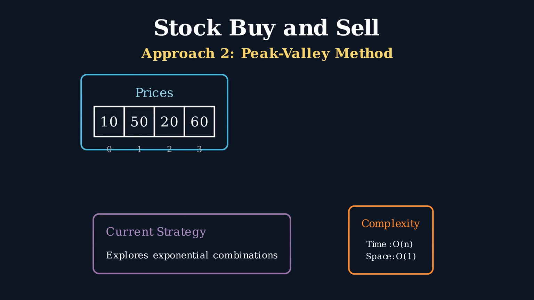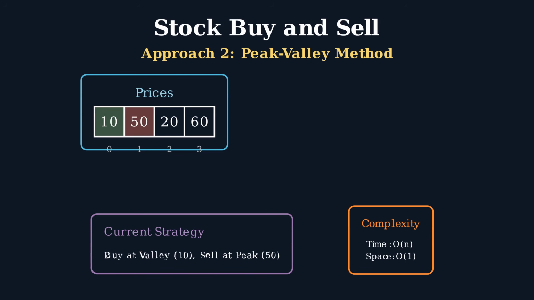For instance, we see a valley at 10 and buy. We hold until the local maximum peak hits 50 and sell. This transaction nets us a clean 40-unit profit. Next, the price drops back down to a new local valley of 20. We buy again and ride the upward trend all the way up to the next local maximum peak of 60, collecting another 40 units of profit.